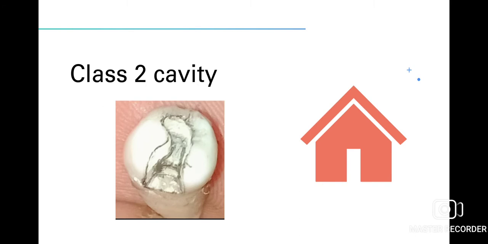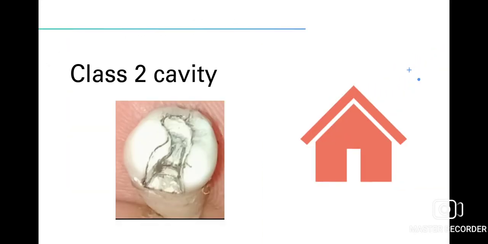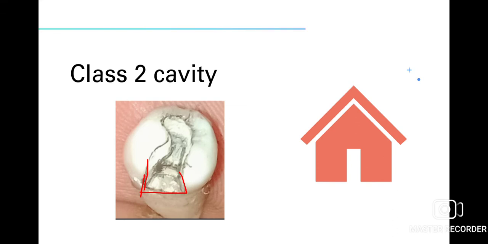Here is an example of a class 2 cavity done on the third molar of an extracted tooth. Here you can see the proximal box and all the walls are convergent. They are made convergent for the retention of our direct restorations. But an inlay cannot be seated into this. We have to remove the undercuts for inlay.